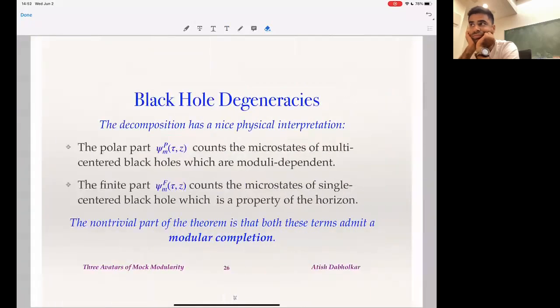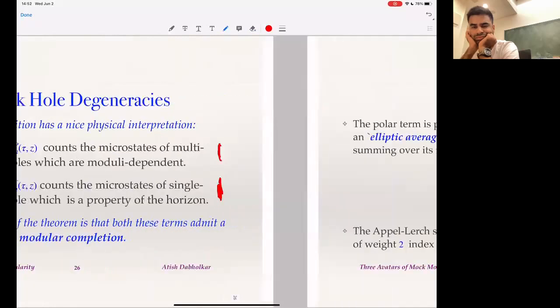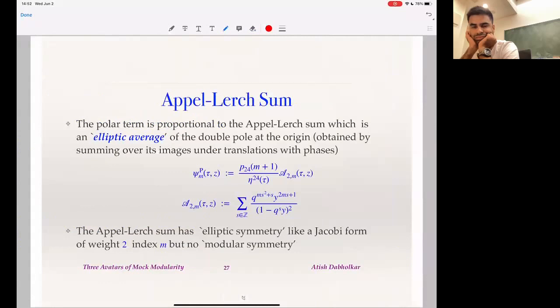So the decomposition theorem has this very nice interpretation. This polar part counts the degeneracies of the multi-centered black holes. The finite part counts the degeneracies of the single-centered black holes. And they admit a modular completion. The Appel-Lerch sum is constructed simply by taking some kind of an elliptic average. You have some z-square pole with some residue. So you just look at that residue and you take its average. You just take all its images by the method of images. And that is called the Appel-Lerch sum.